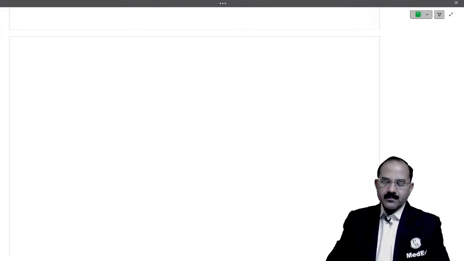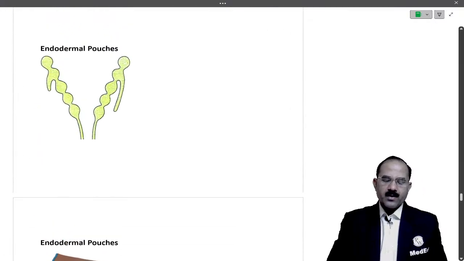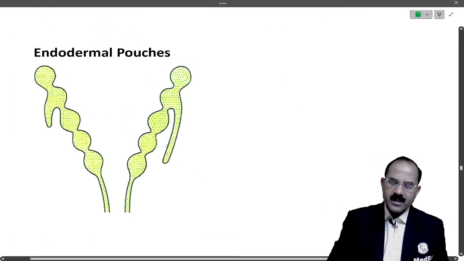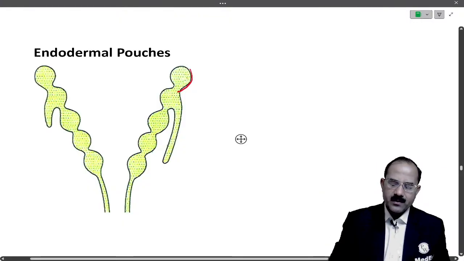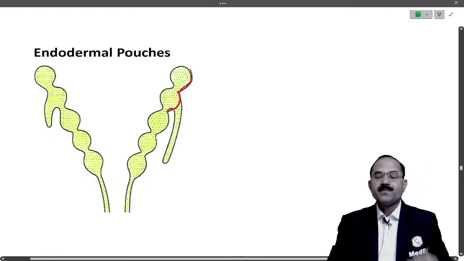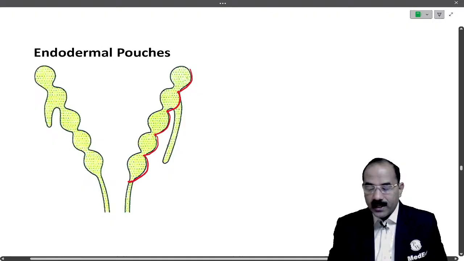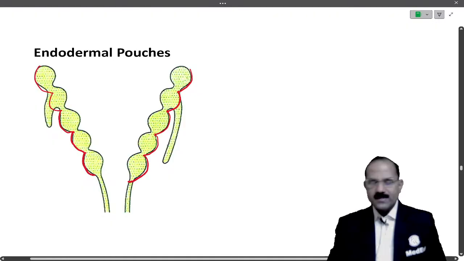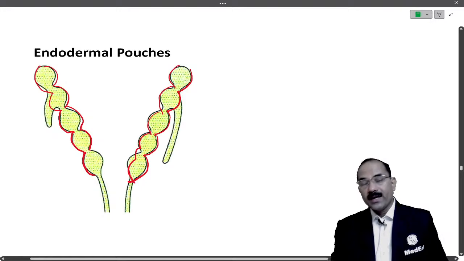Okay. Chalo. Can you answer this for me? Look at this. What is this from outside known as? This is a section of the neck. What are these depressions known as? From outside, these are the ectodermal clefts, and from inside, these are the endodermal pouches.